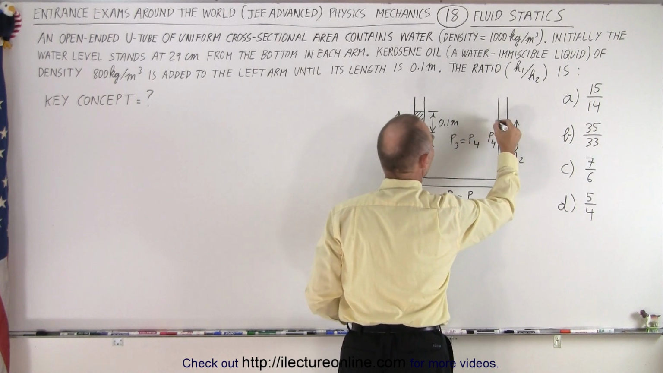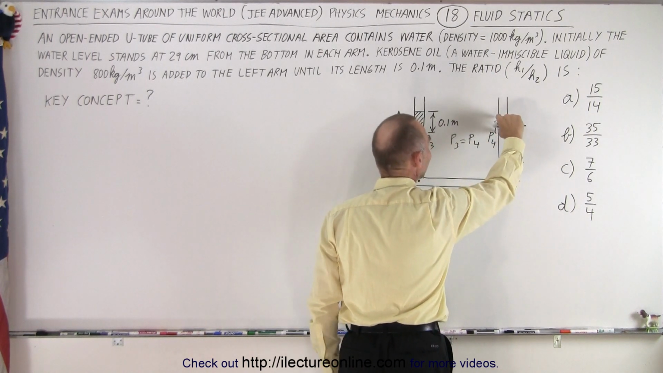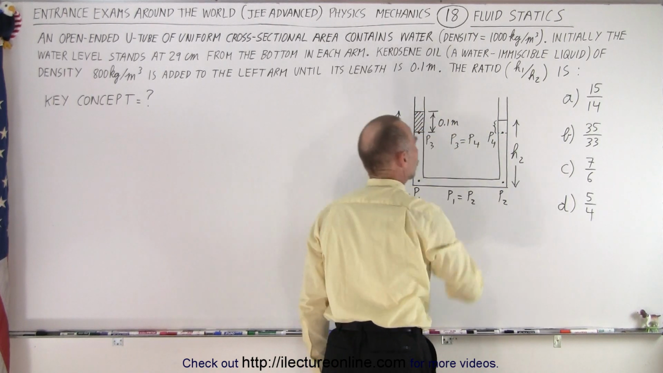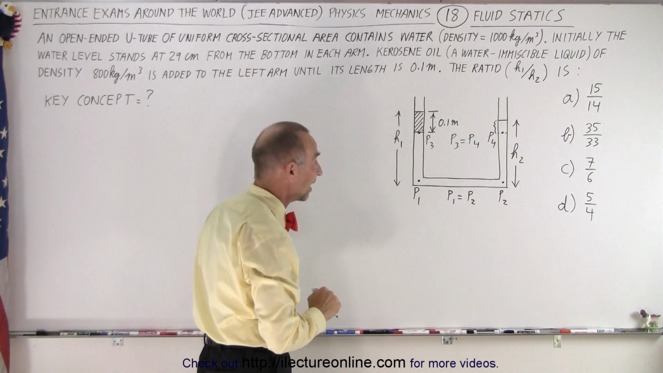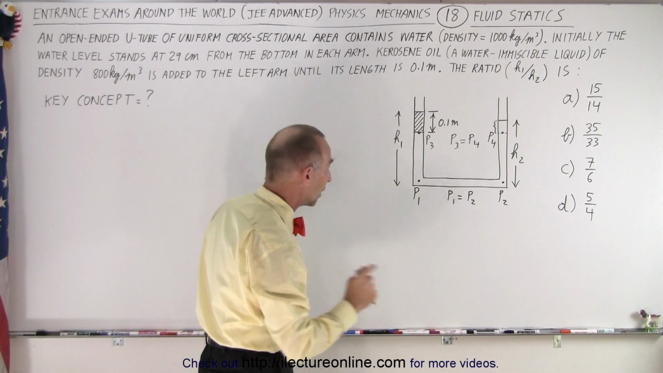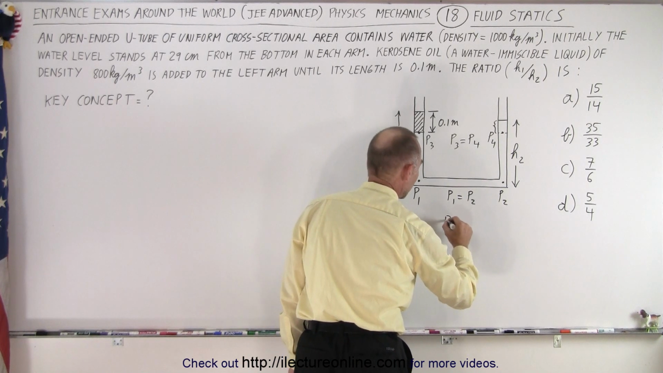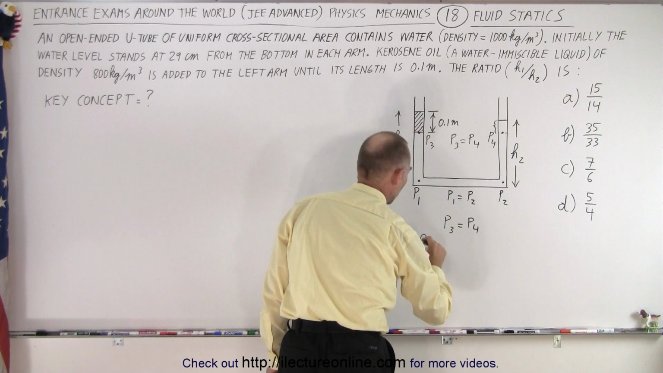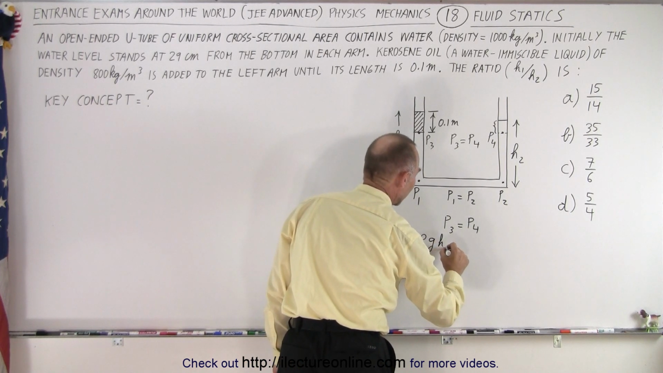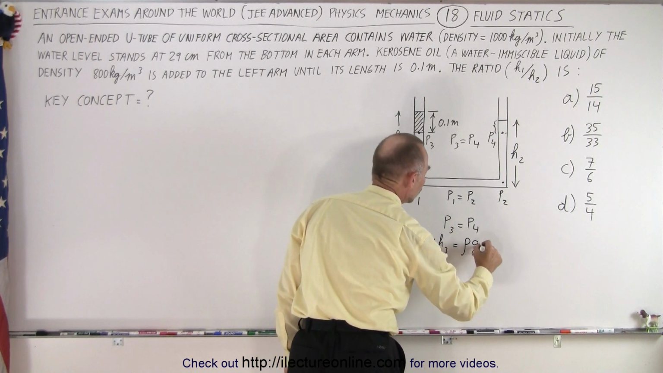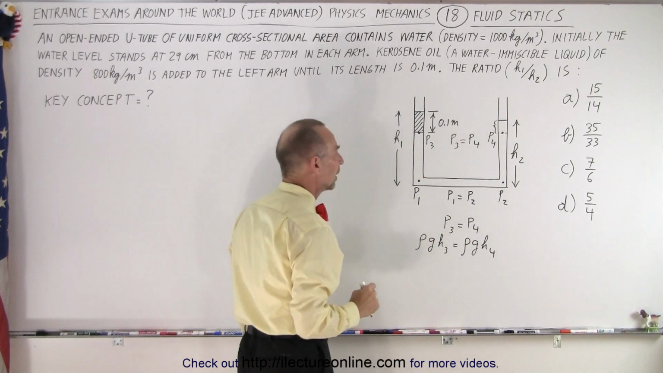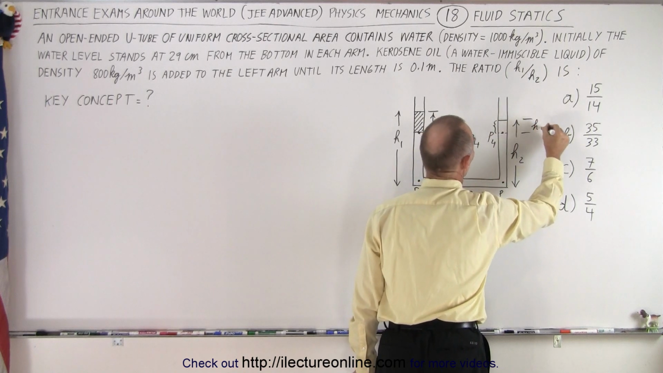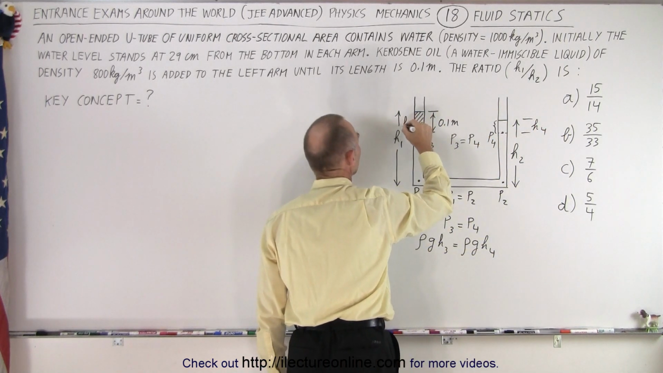Once we realize that, we can ask, what causes the pressure over here? You can see that this amount of water on the right side causes the pressure over here, and this amount of kerosene causes the pressure over here. And we know that those must be the same. That's the key to solving this problem. So P3 equals P4, and we can say that rho g h on the left side equals rho g h on the right side. Now, H4 is this height right here, and this height right here is H3.